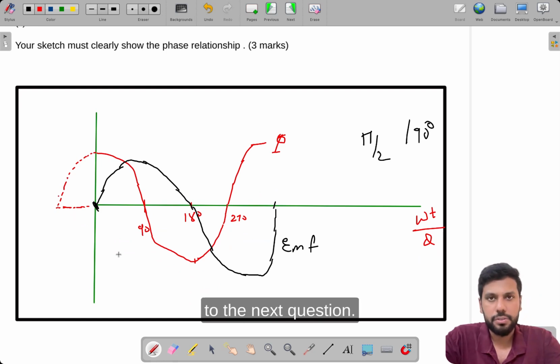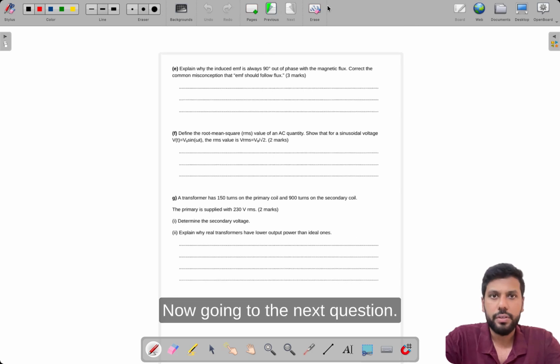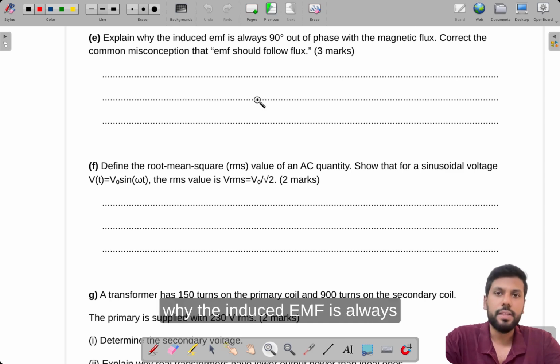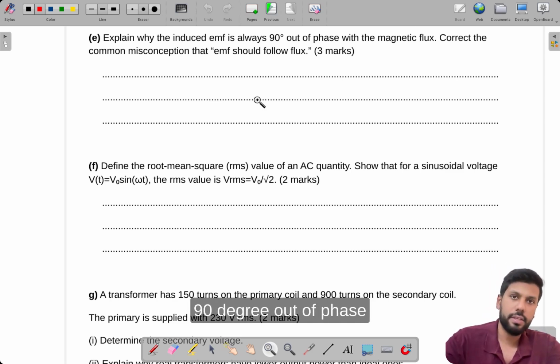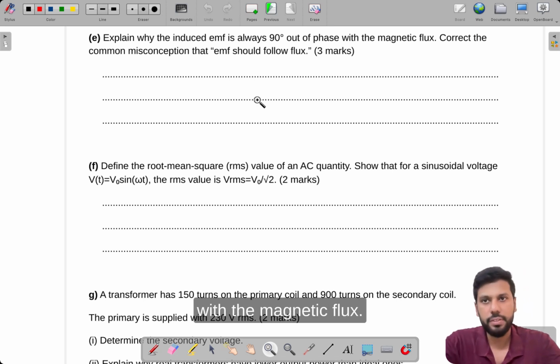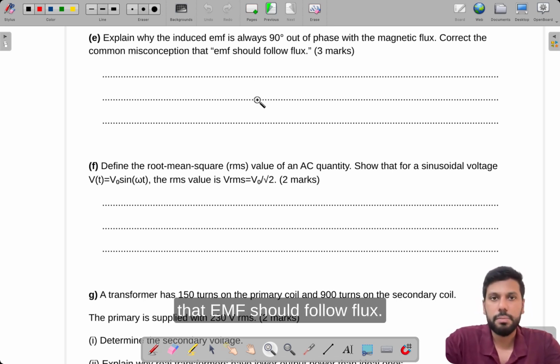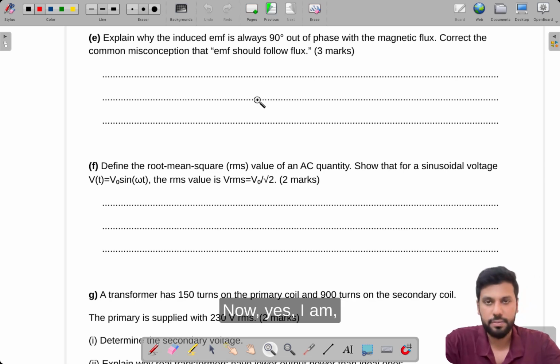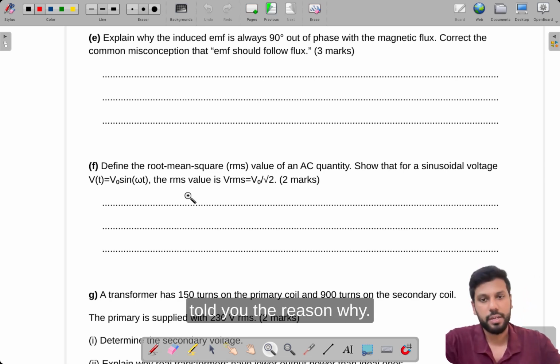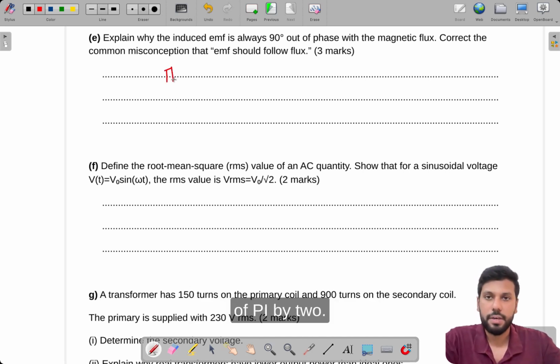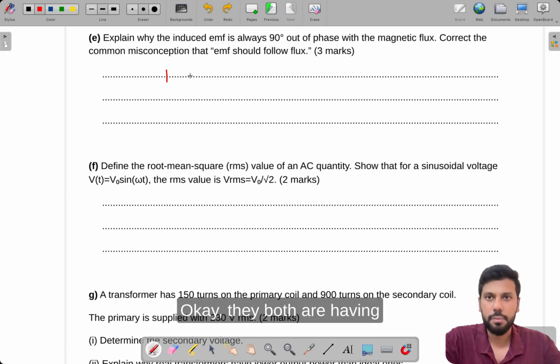Now going to the next question. So yeah, this is the understanding of this particular question. Explain why the induced EMF is always 90 degrees out of phase with the magnetic flux. Correct the misconception that EMF should follow flux. Now, I have told you the reason why: they both have a phase difference of pi by 2.